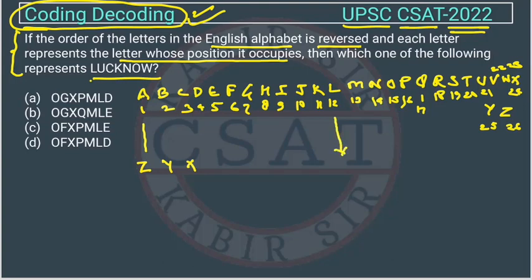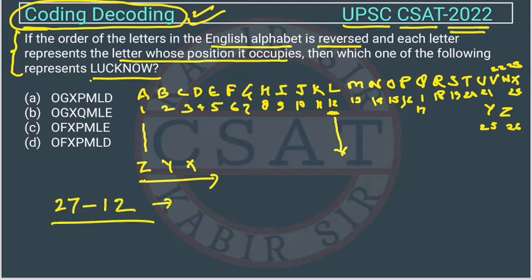So one way is to write all this in a reverse order and then find out for all the letters, for L, U, C, K and so on. And there is another method also, right? So what is that method? The position of L from the start is 12, right? So when we reverse it, or you can say from the end, the position of this will be what? We will determine it by subtracting from 27.